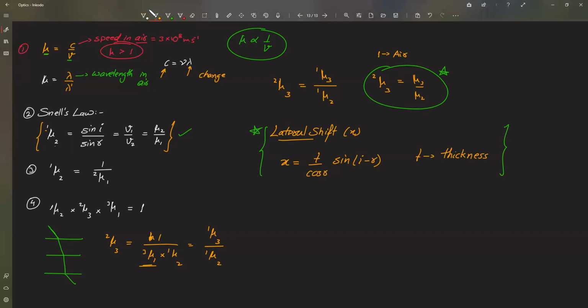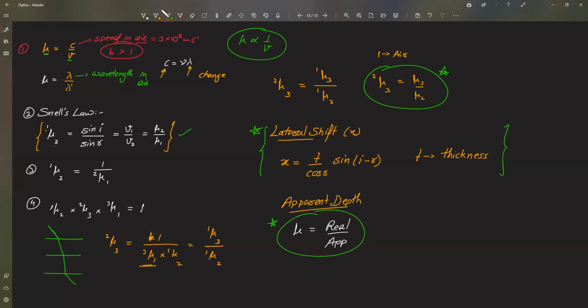Then next is the apparent depth. When a coin or a stick is in water or some other medium and you're seeing from outside, its height is raised. So in this case, mu, which is the refractive index of the medium, is equal to real depth divided by apparent depth. So this is the main thing which you should know.